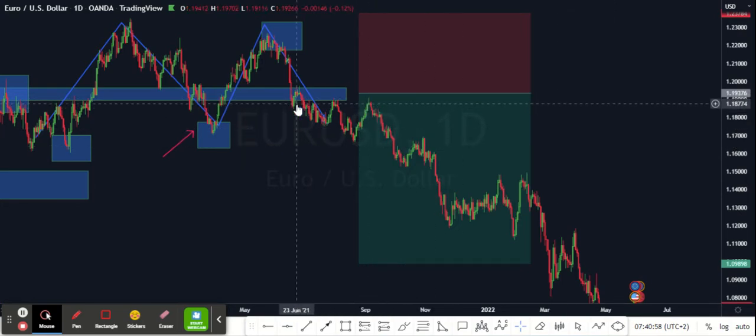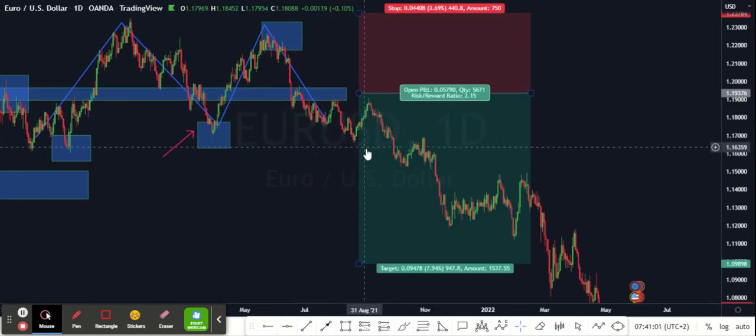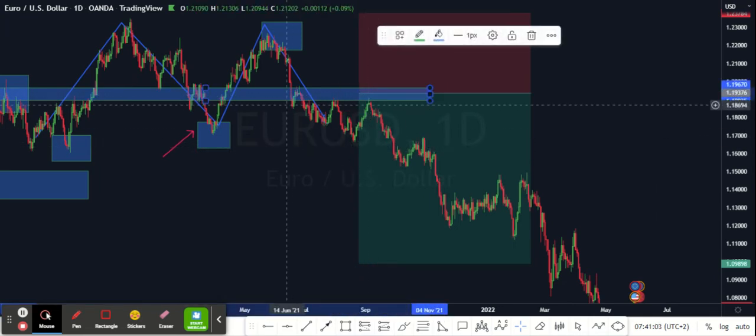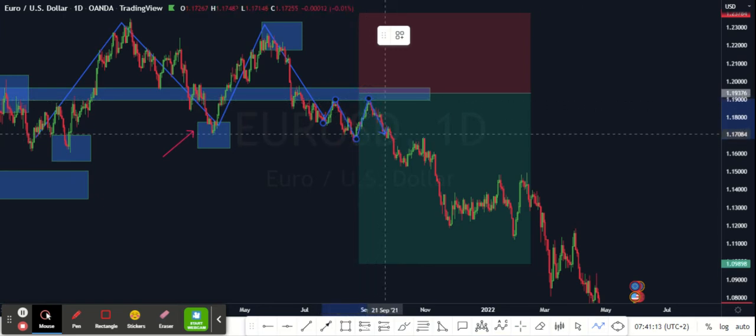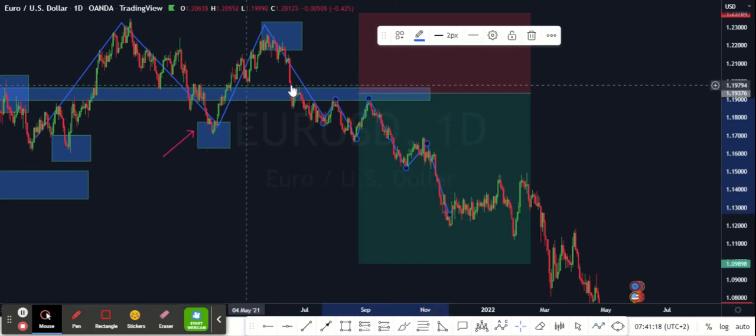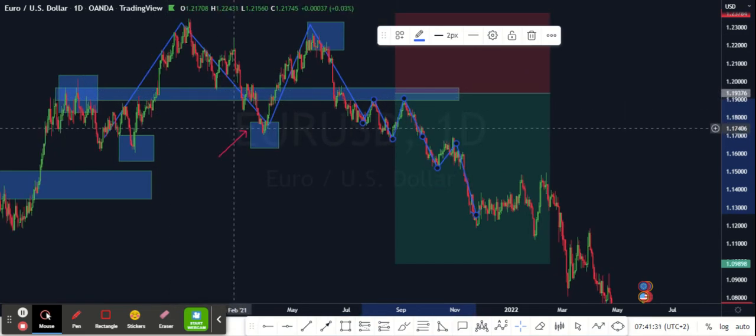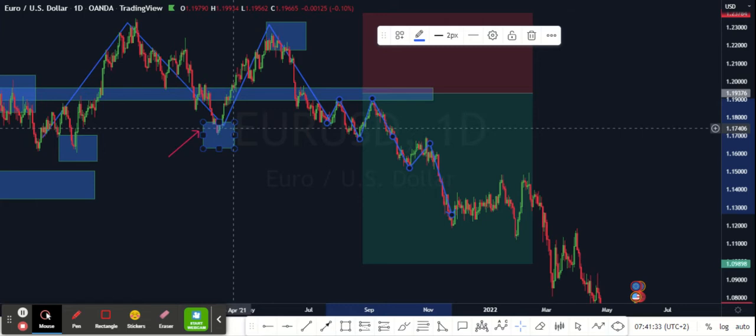Immediately when this bounced here, you can see that the market also formed another. Look at that. Once the market broke, it formed another double top. See, there you go. So we have a huge double top forming here, and then another one back at the neckline where the market broke initially. So this is how you tell the direction of the market.